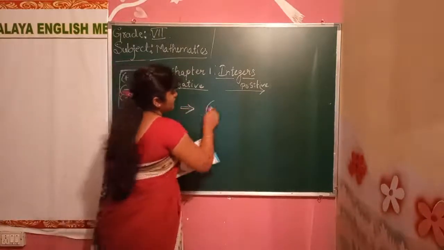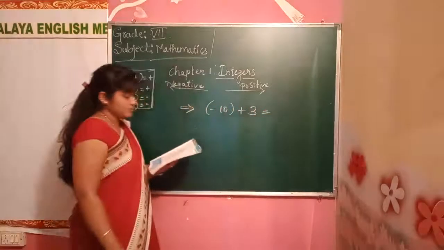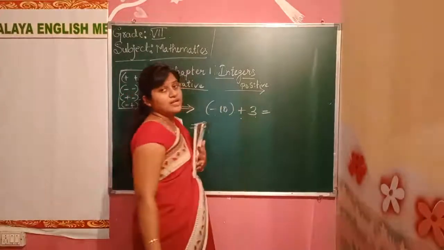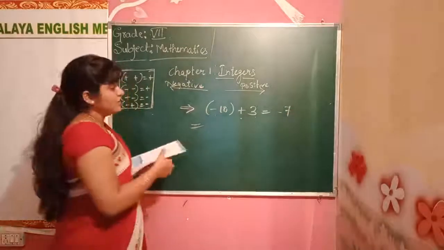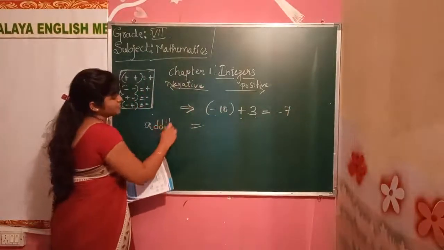For example, here if they give -10 plus 3, the answer will be what, children? We get -10 plus 3. What is the answer? -7. Now I will apply the additive inverse to this problem.